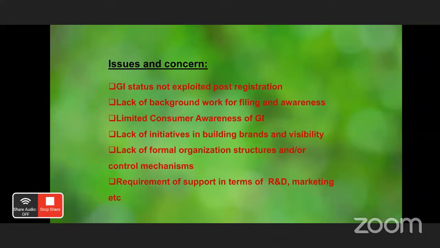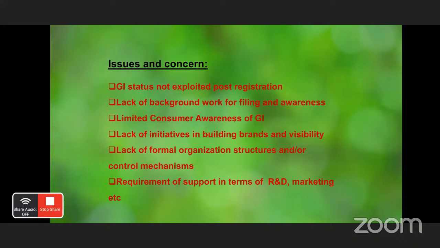Limited consumer awareness of GI. Our consumers do not know what is GI tech. They do not know that if it is a GI tech product, that means it has certain uniqueness and these products are found only in a particular area. So if our consumers do not know about GI tagging and its benefits, then they are not ready to pay the premium price. Then, the lack of initiative in building brand and visibility. Brand building is very, very important. GI-based branding is very, very important, but due to lack of initiative, it may not be possible, okay?